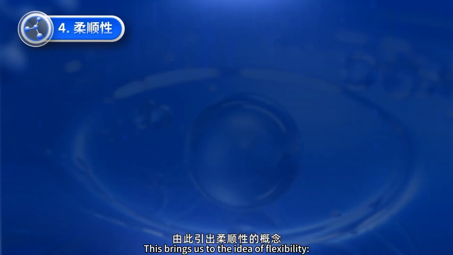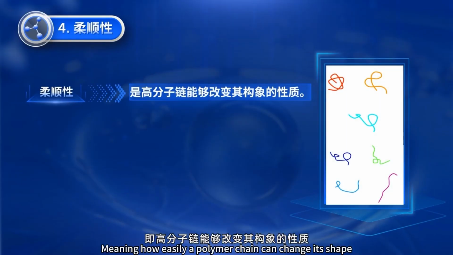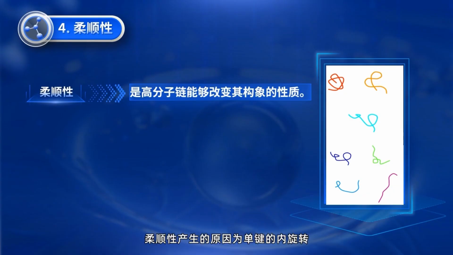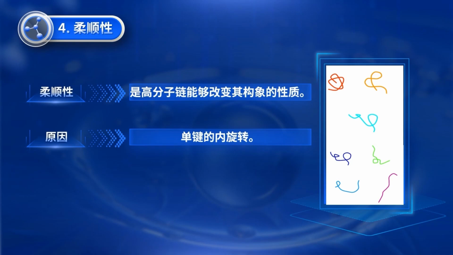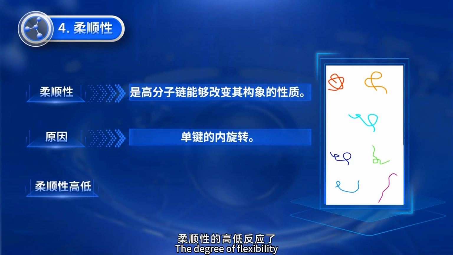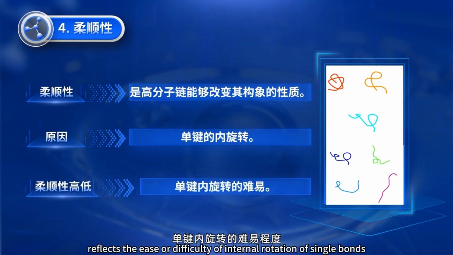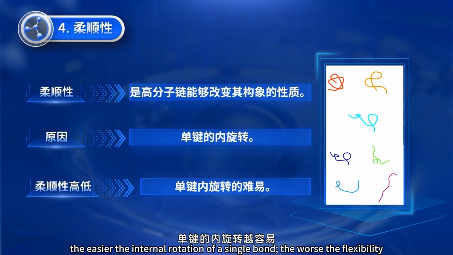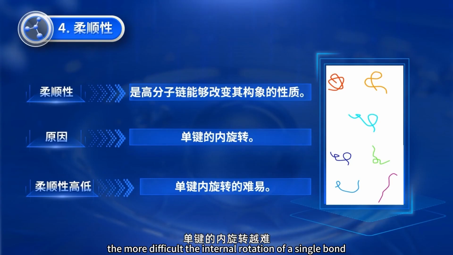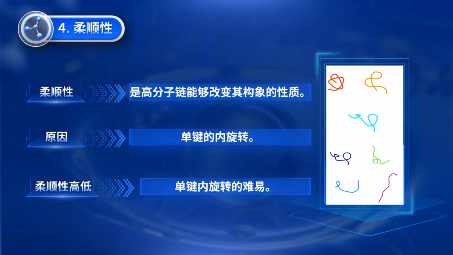This brings us to the idea of flexibility, meaning how easily a polymer chain can change its shape. Flexibility comes from the internal rotation around single bonds. The degree of flexibility reflects the ease or difficulty of internal rotation of single bonds. That is, the better the flexibility, the easier the internal rotation of a single bond, the worse the flexibility, the more difficult the internal rotation of a single bond.